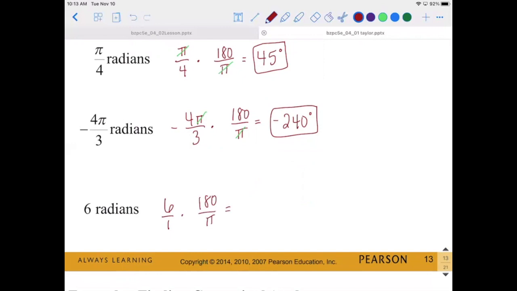Now this time, the 6 didn't have a pi with it. So since it doesn't have a pi, I know this answer is going to come out as a decimal. And that'll be okay. My math lab should tell you what to round to. Here I'm just going to round to the nearest whole degree, so 344 degrees.